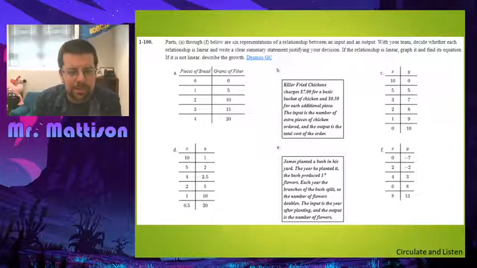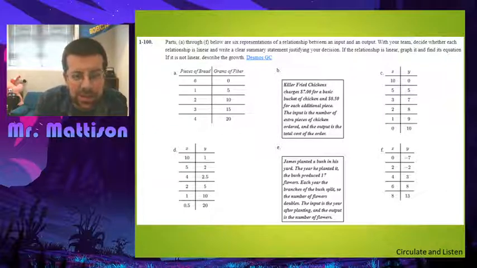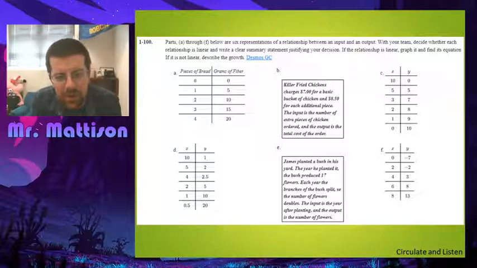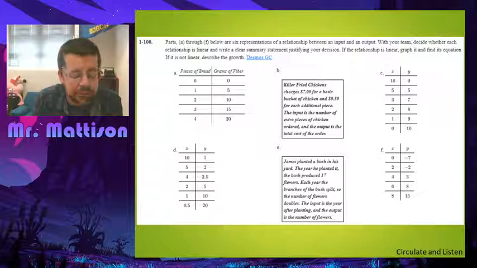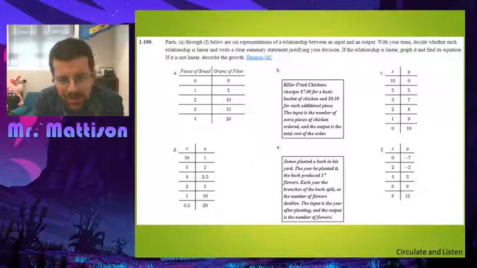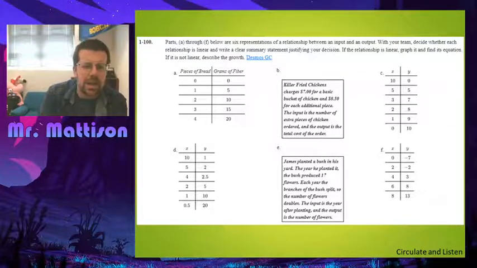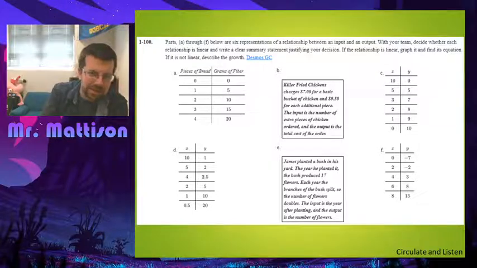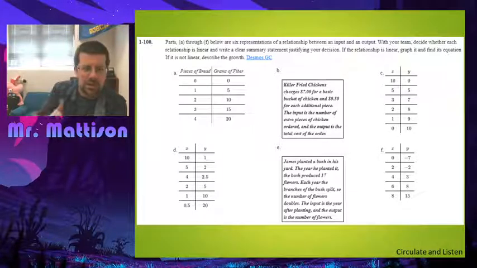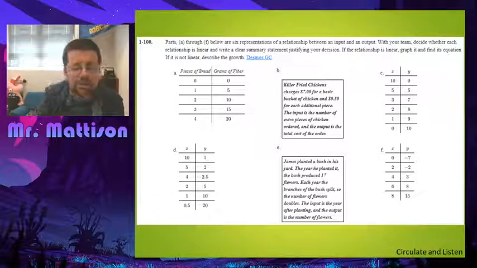All right, so on B, Killer Fried Chicken charges $7 for a basic bucket of chicken and 50 cents for each additional piece. The input is the number of extra pieces of chicken ordered, and the output is the total cost of the order. So if I were to order one extra piece, it would be $7.50. 2 extra pieces, that's $8. 3 extra pieces, that's $8.50. So every extra piece is an increase of 50 cents, right? So that's constant no matter how many extra pieces of chicken I get.